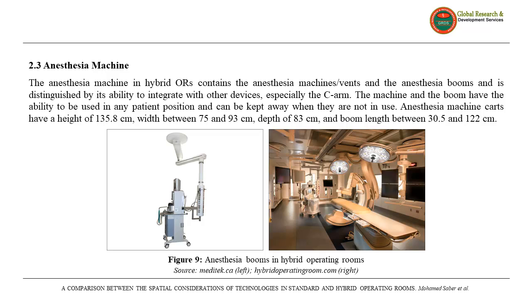Anesthesia machines in hybrid operating rooms are distinguished by their ability to integrate with other devices, especially the C-arm. The machine and the boom have the ability to be used in any patient position and can be kept away when they are not in use. Anesthesia machine carts have a height of 135.8 centimeters, width between 75 and 93 centimeters, depth of 83 centimeters, and boom length between 30.5 and 122 centimeters.